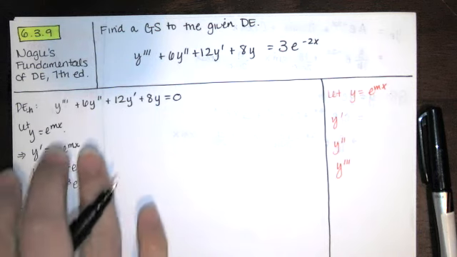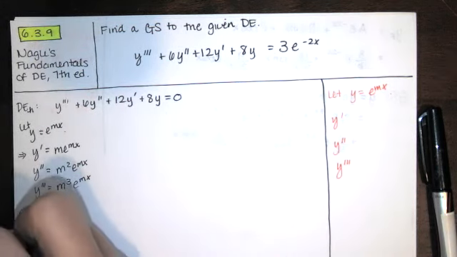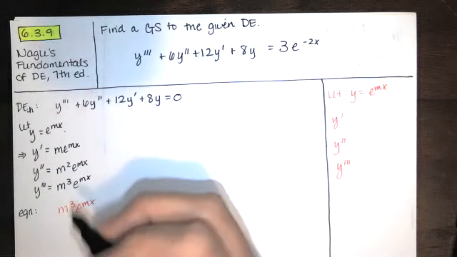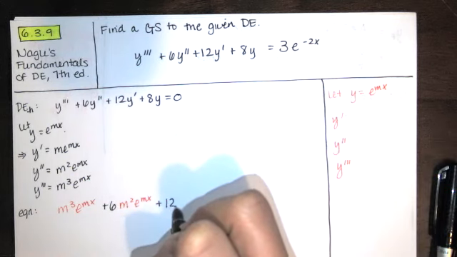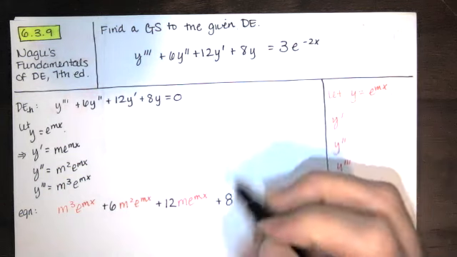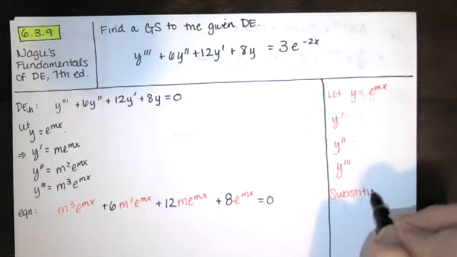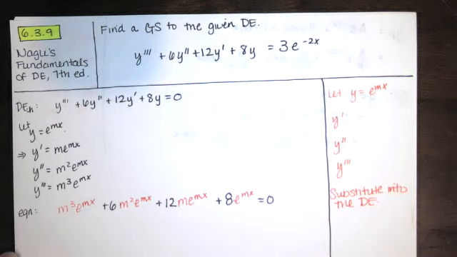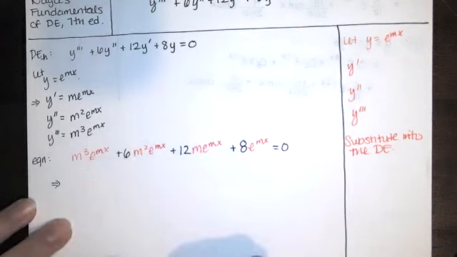Now we're assuming that y equals e to the mx satisfies this equation. So we should be able to substitute all of this into the equation, and the equation would still be true. After substitution, the equation becomes this. We've got y triple prime, plus 6 times y double prime, which is m squared e to the mx, plus 12 times y prime, which is m e to the mx, plus 8 times y, which is e to the mx, and that's equal to 0. So if y equals e to the mx satisfies this equation, then this equation must be true.